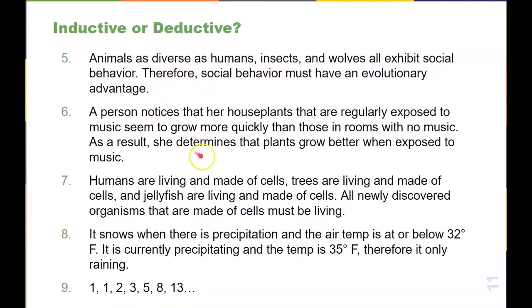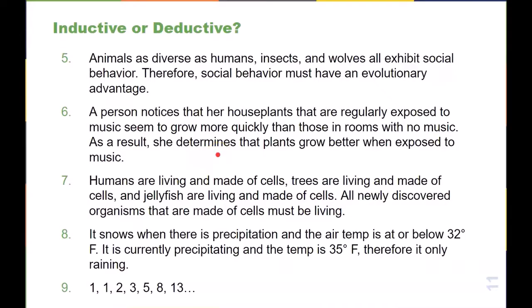The next one: a person notices that her houseplants that are regularly exposed to music seem to grow more quickly. As a result, she determines that plants grow when exposed to music. Inductive, right? Because we are arriving at a general conclusion.